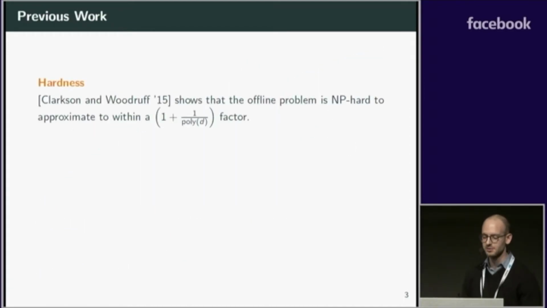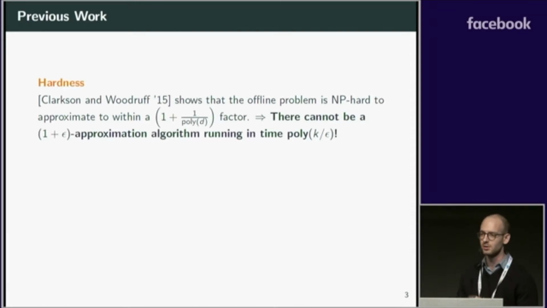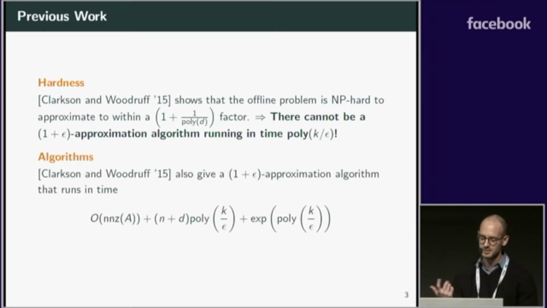In 2015, Clarkson and Woodruff showed that the offline version of this problem is NP hard to approximate to within a 1 plus 1 over poly d factor. So surprisingly, this is a very hard problem. Particularly, this implies if you want a 1 plus epsilon approximation algorithm, you can't hope for a polytime algorithm. On the flip side, they do give a 1 plus epsilon approximation algorithm. The key here is that they spend time exponential in a polynomial in k over epsilon. This is still a big win because it's not exponential in n or d.